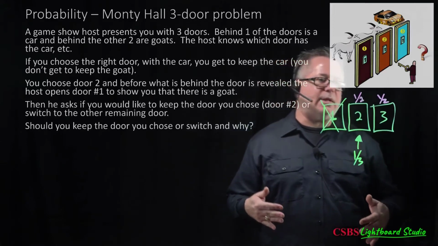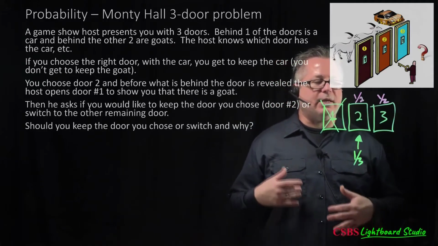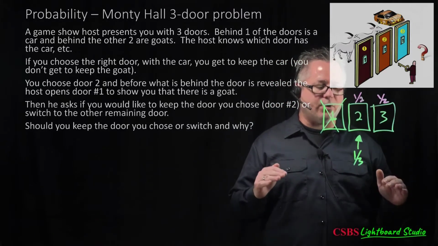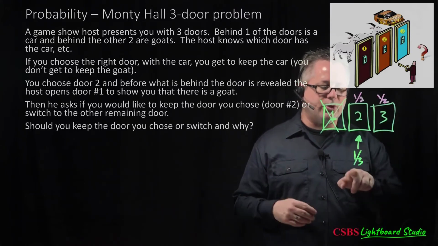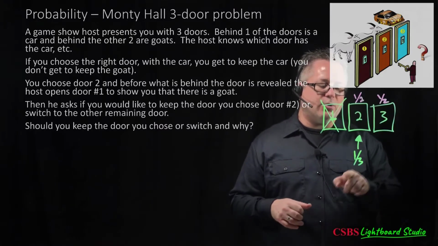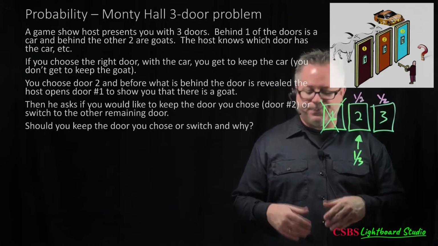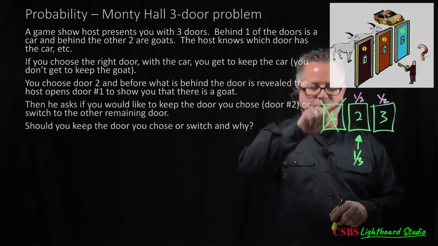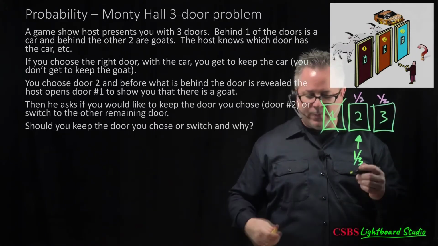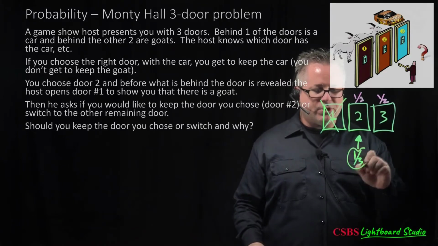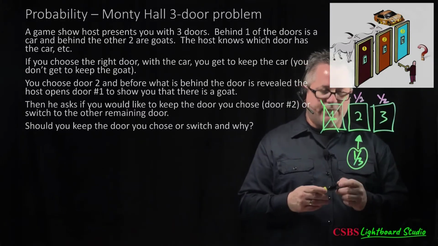But there's a problem with that thought process. Again, it comes down to the fact that you don't know where the car is. You don't know anything behind the door. So when you do choose, your original choice is 1 in 3. And even when this door gets eliminated, this 1 out of 3 chance that you originally have doesn't change.